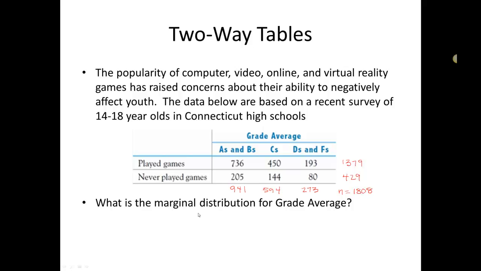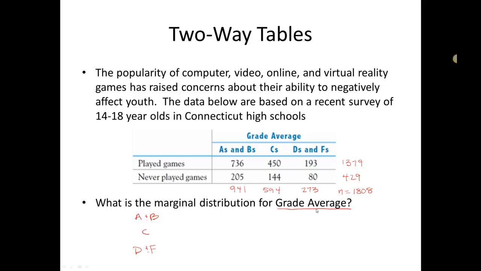So the first question says, what is the marginal distribution for grade average? The variable I'm looking at is grade average, and we can see the different categories: A's and B's, C's, D's, and F's. When we're finding a marginal distribution, we're basically just finding the percents for each of those three different categories. So I'm going to write those down: A's and B's, C's, and D's and F's.